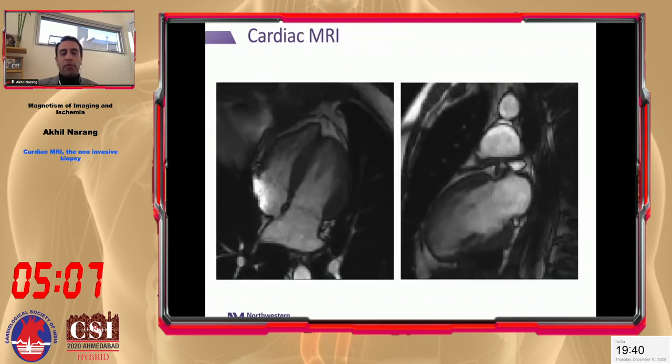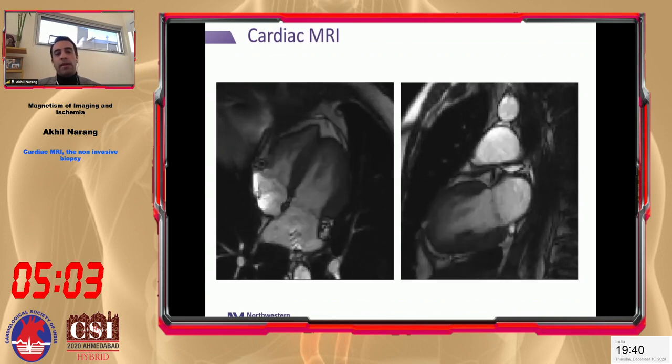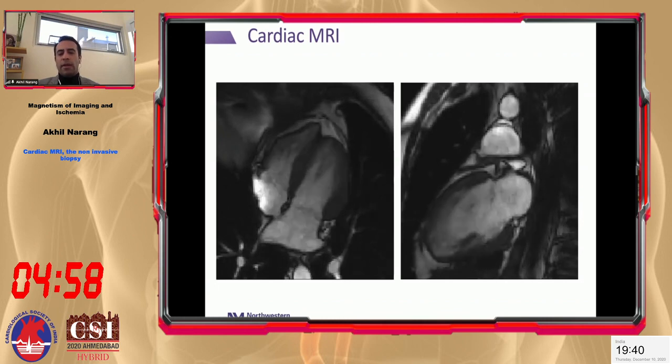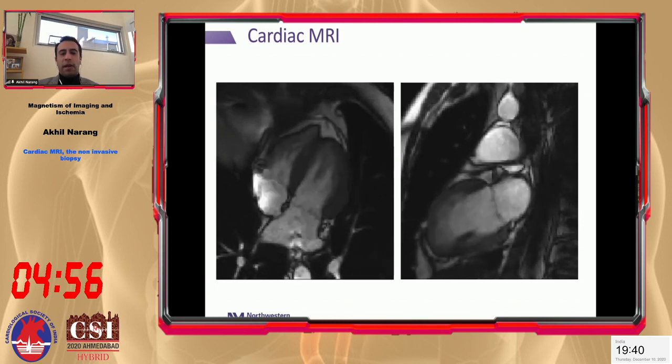So immediately I shifted the patient to the cardiac MRI scanner. You can see these images here show that the LV function is mildly reduced. The anterior and inferior walls are maybe ballooning out a little bit. So I think this could be a Takotsubo cardiomyopathy.